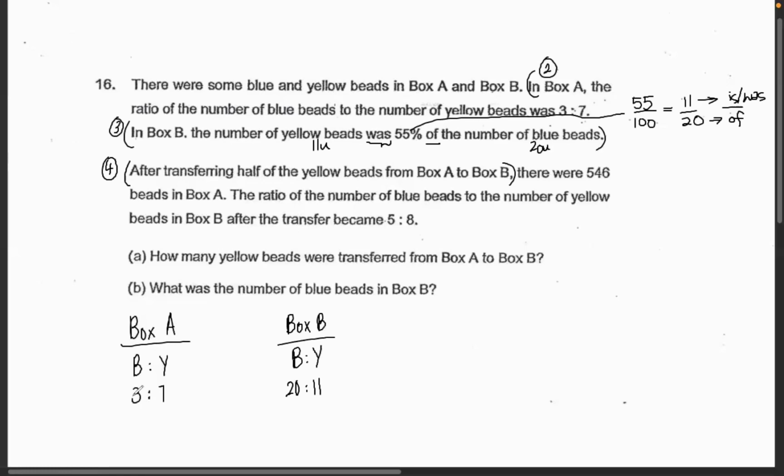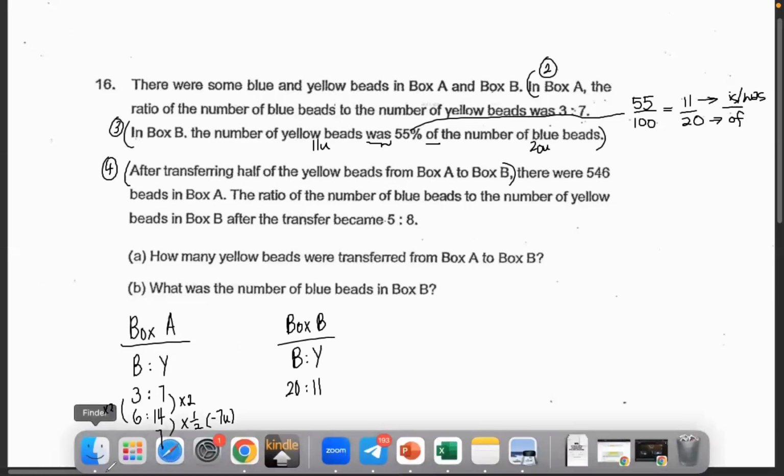So what I want to do is increase this. I'm going to times 2 to this, and times 2 to this, and I'll get 6:14. I'm going to get a number that is a multiple of 2. Why is it a multiple of 2? Because when I half 14, I will get a very nice whole number, and that is 7 units. So I'm going to minus 7 units over here because I took out half, and I will get 7 over here.